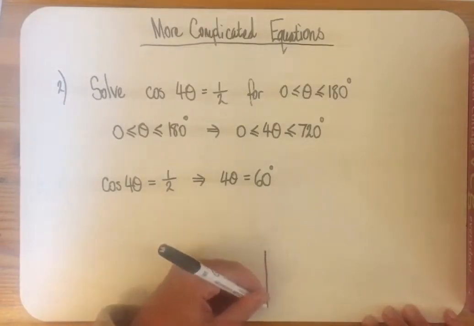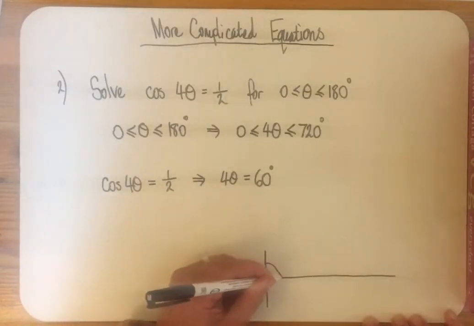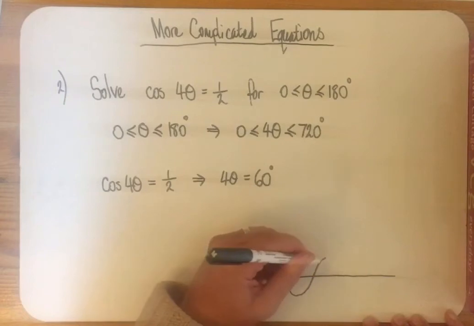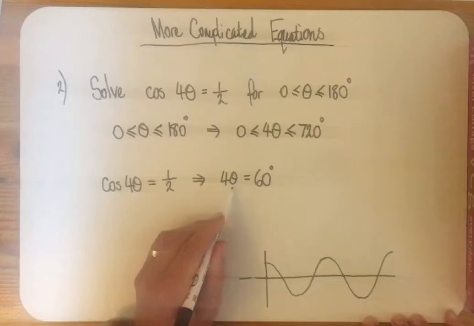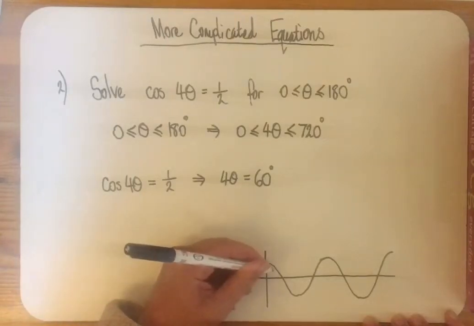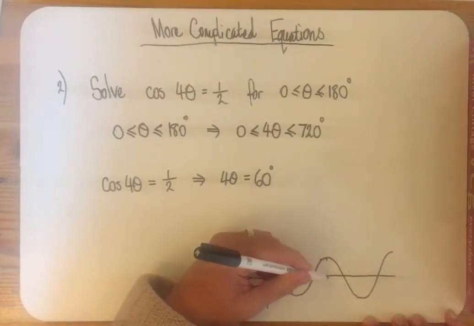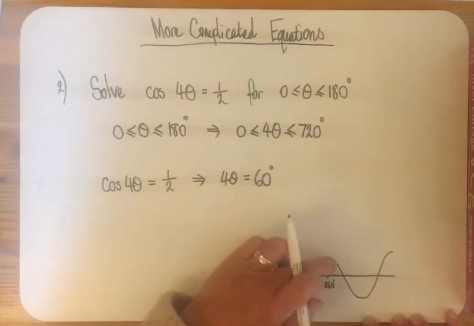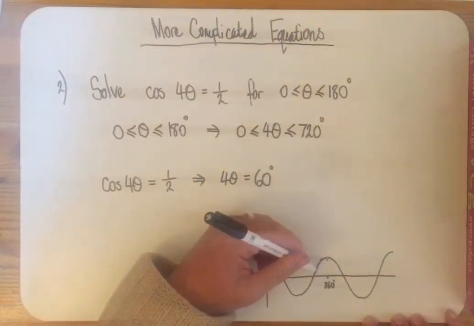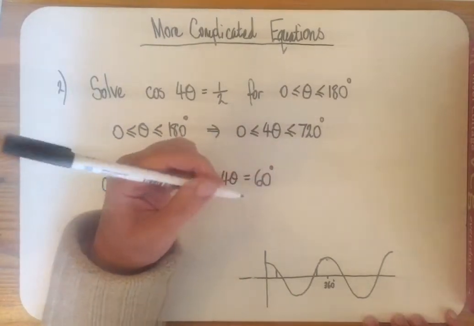You probably don't really need to sketch it all the way up to 720. I'll show you why. So cos, that's your first 360 of cos, second 360 of cos. We know that 4 theta equals 60 is a solution. That's 90, so 60 is going to be about there. And that's 360. And so if I go back 60, 4 theta could also equal 300.